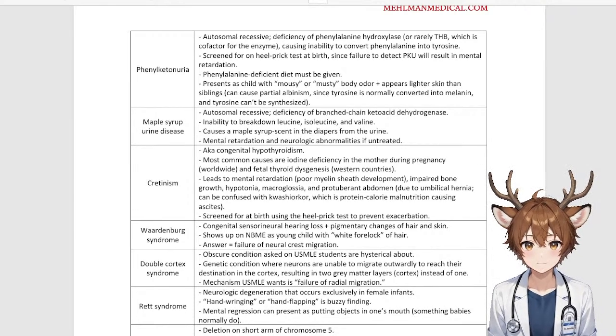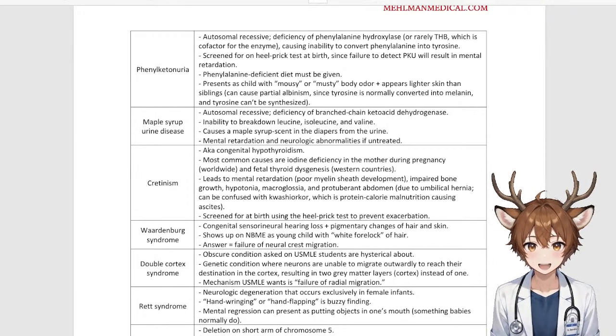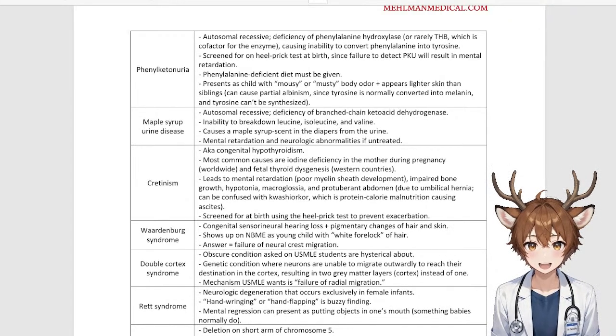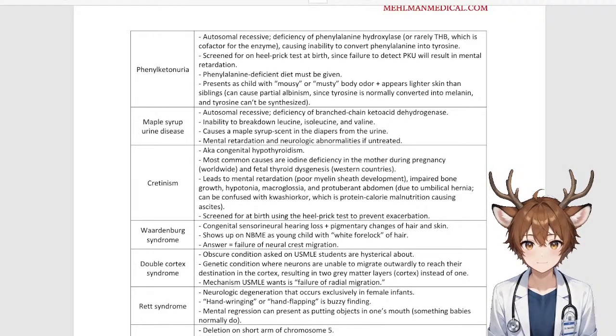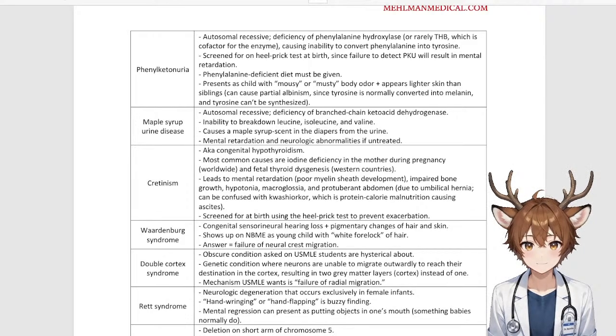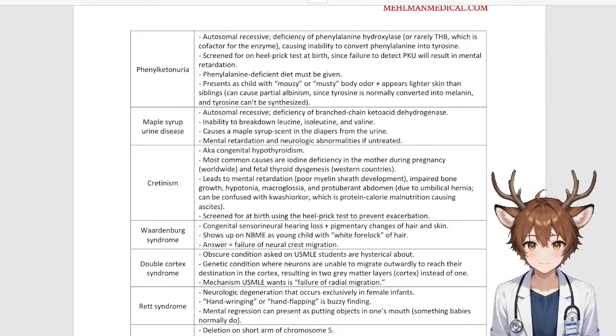Waardenburg syndrome. Congenital sensorineural hearing loss plus pigmentary changes in hair and skin. Shows up on the NBME as a young child with a white forelock of hair. That's interesting. The answer should be a failure of neural crest migration. Waardenburg syndrome, a white forelock of hair.